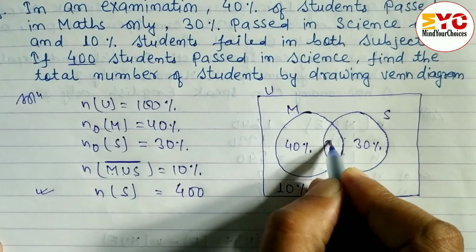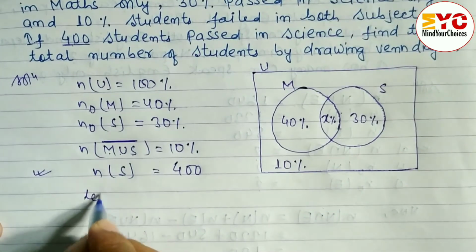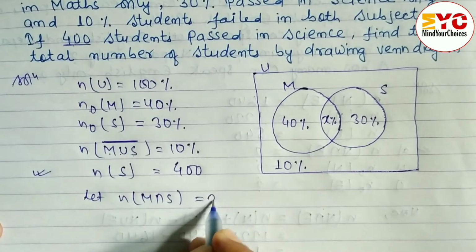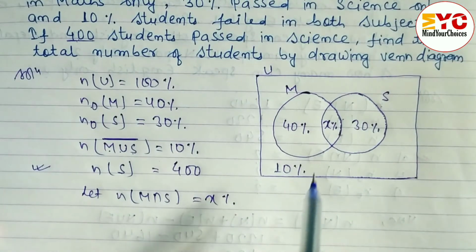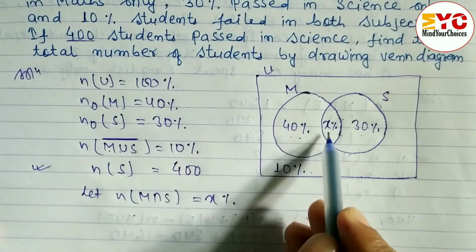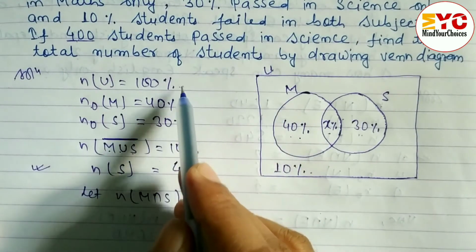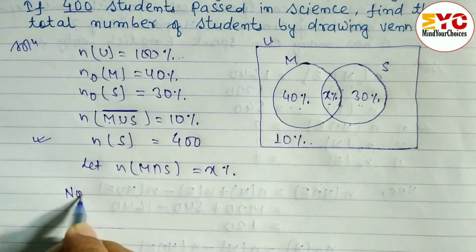Intersection is not given, so let it be x percent. This one is x, so we can write: let n(M ∩ S) equal x percent. Okay, up to here. After this, when you add all this, we get 40 plus x plus 30 plus 10 is equal to the total. Total means how much? 100%, by using the Venn diagram, not using a formula here.